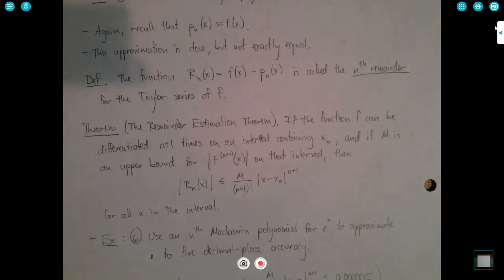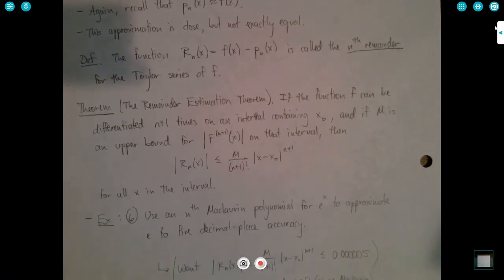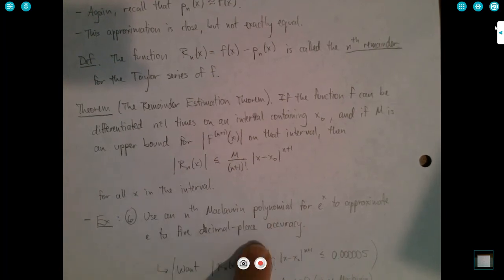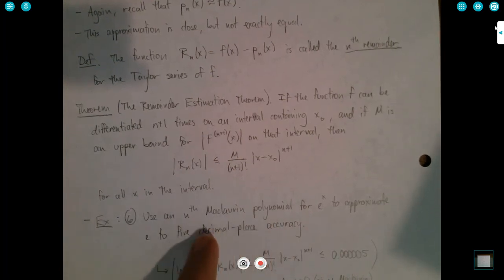So why does this help us? Well, it'll tell us, for example, what order Maclaurin polynomial we would need in order to get a certain amount of accuracy in an approximation. So let's use an nth Maclaurin polynomial for e to the x to approximate e to 5 decimal place accuracy. Okay, so let's do that. I know my notes said example 6, but I'm really on example 7 now.